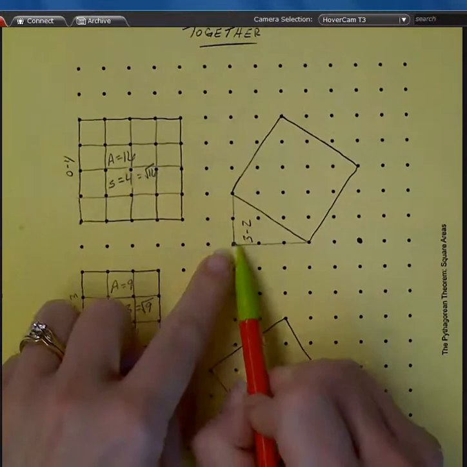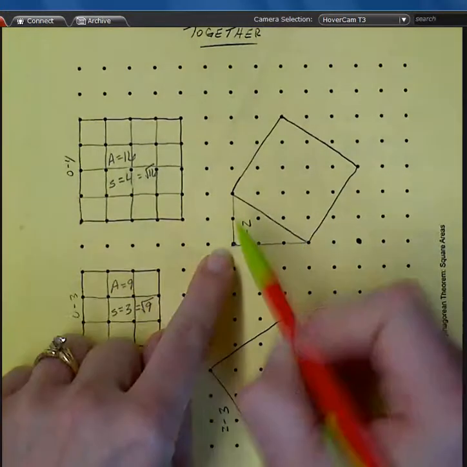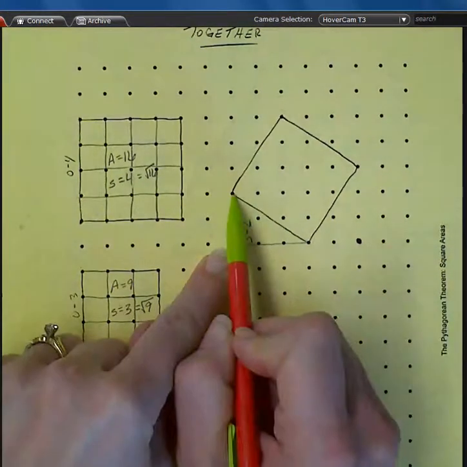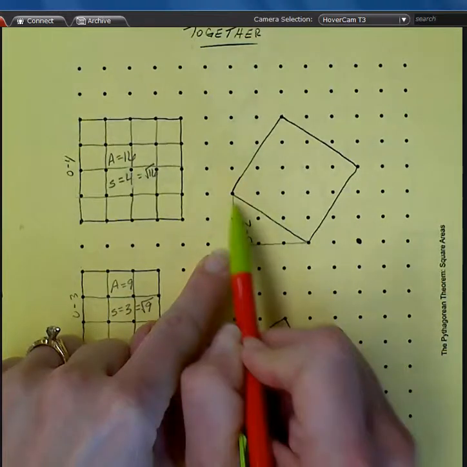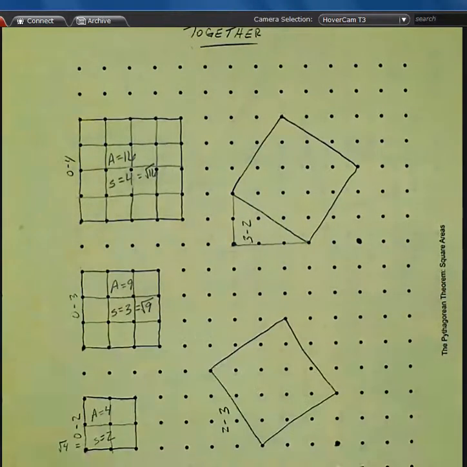So we know that this side length is 3. We know this side length is 2, but we need to know how long this side length is. How are we going to do that?